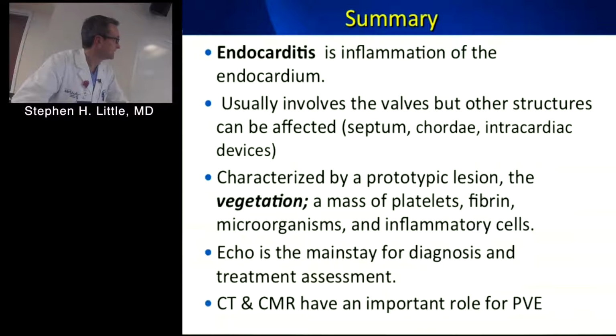Makes sense. Okay, final slide. So basically just the summary. Endocarditis is inflammation of the endocardium. That's what it means. It doesn't necessarily have to be on a valve, just any endocardial structure that's infected. They tend to be valves, but it doesn't have to be. So septum, chordae, and intracardiac devices can all be infected. The lesion you're talking about is a vegetation. It's platelets, fibrin, organisms, and inflammatory cells all put together. Echo is the mainstay. I think we're going to see an evolution of algorithms once the payment model changes. And CT, I think, has a very important role. So I'll stop there. Any questions?